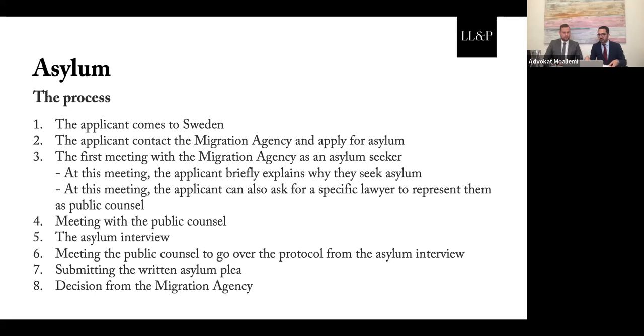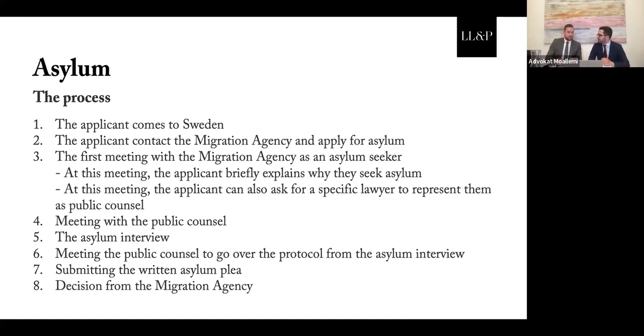But if you want someone specific who you trust, or who might also speak your language, or you have contact with, it is good to give their contact information to the migration agency when you apply for asylum.